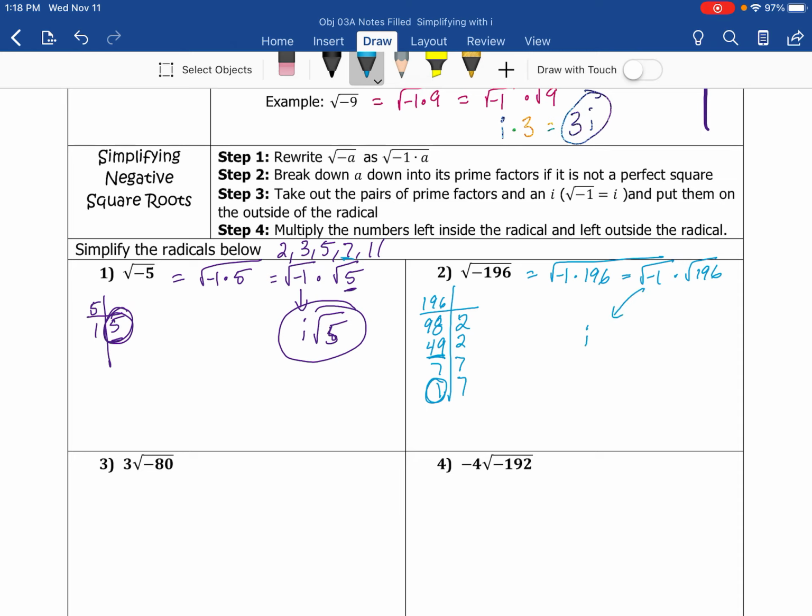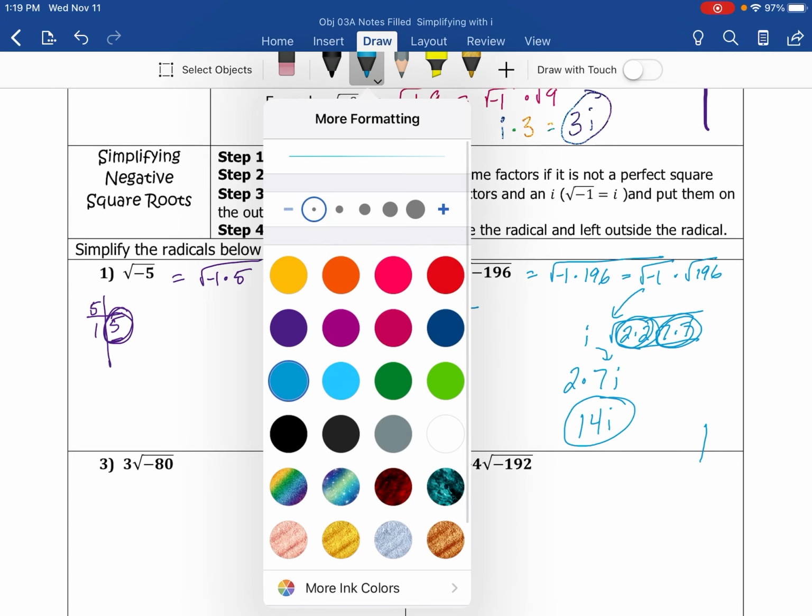Okay, so I know this is going to be i, and I know 196 is 2 times 2 times 7 times 7. I know I'm going to bring a 2 out. I know I'm going to bring a 7 out. There's nothing left in here, and I'm just going to bring down my i, and so my answer is 14i.